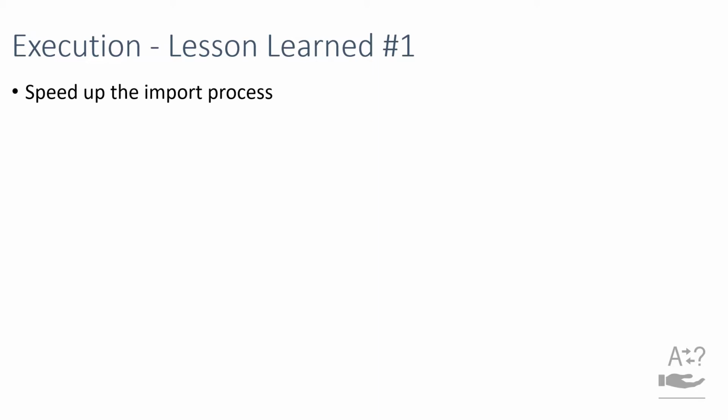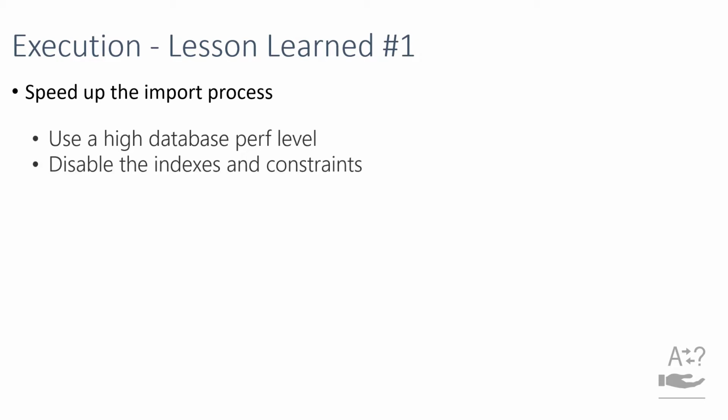Another option is how to speed up the import process during execution. So what options could we have to speed up the import process? The first is to use the maximum performance level. For example, in my case, we are going to show you using P15. It's the maximum capacity. When I finish my process, I'm going to scale down this database to S3 or S2, depending on the desired database tier.